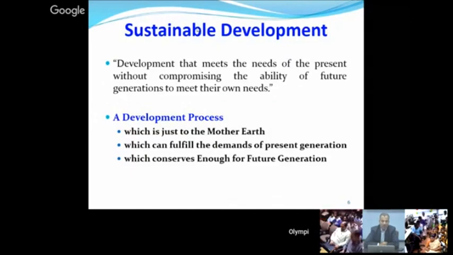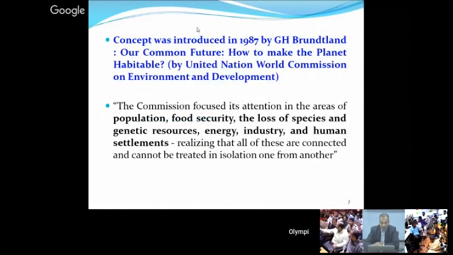So the process of development should be just to the Mother Earth, means it should be according to the need of the Mother Earth. It should not be against Mother Earth, which fulfills the demands of the present generation, but it should conserve enough for the future generation as well. So the trusteeship of the natural resources should be taken care of, and in the same way it should be returned back to the next generation.